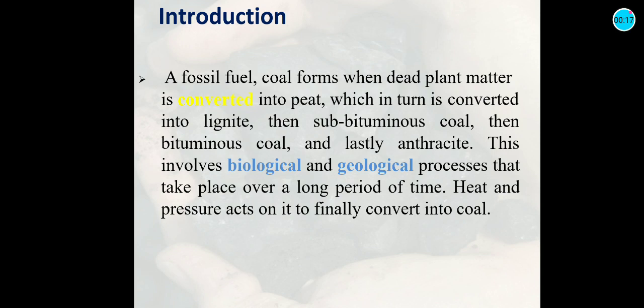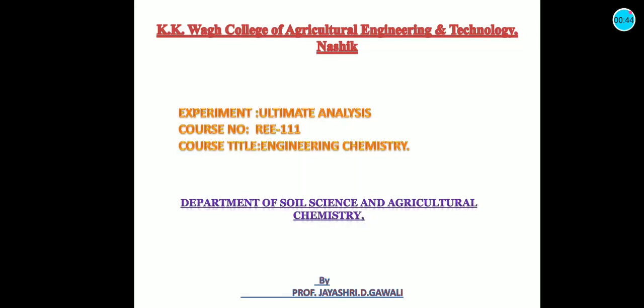A fossil fuel, coal, forms when dead plant matter is converted into peat, which is converted into lignite, then sub-bituminous coal, then bituminous coal, and lastly anthracite. This involves biological and geological processes that take place over a long period of time. Heat and pressure act on it to finally convert it into coal.